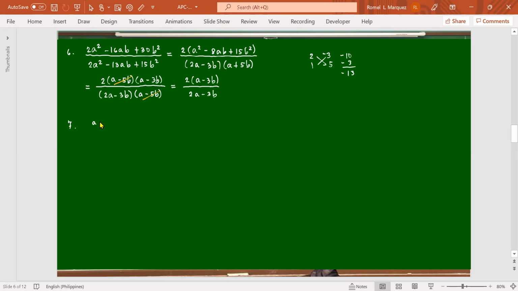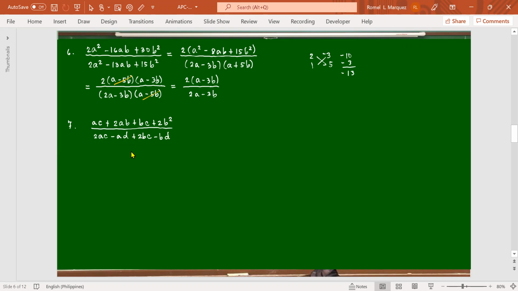ac plus 2ab plus bc, then plus 2b squared, all over 2ac minus ad plus 2bc minus bd.